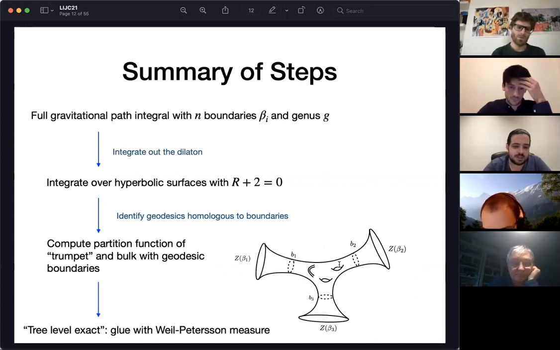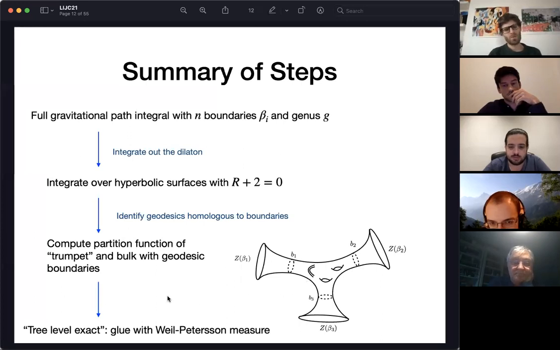Okay. And then the last step will be to glue everything together. And so, as I said, the contributions from this region will be the Weil-Petersson volume, and we will glue with the Weil-Petersson measure. So you could say that this theory is tree-level exact because there is no one loop. The one loop corrections are trivial, and that's why we only consider these volumes.